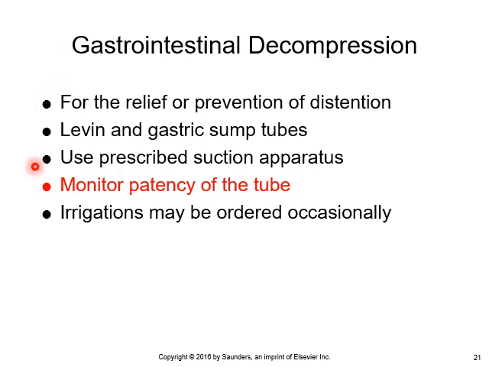Gastrointestinal decompression is what we do for the relief or prevention of distension. The book showed us the Levine and gastric sump tubes. There's a picture in the book that we can check. Chapter 38.